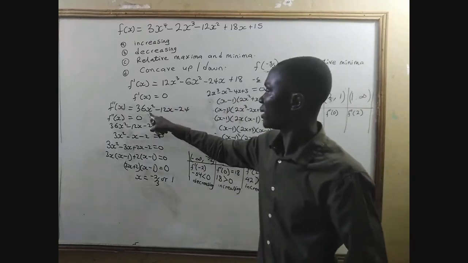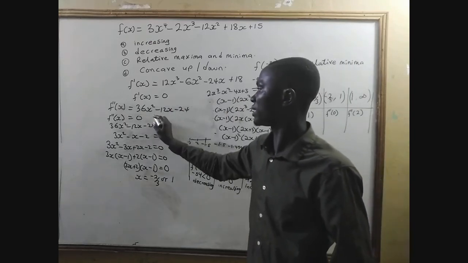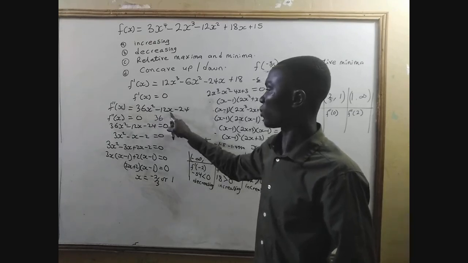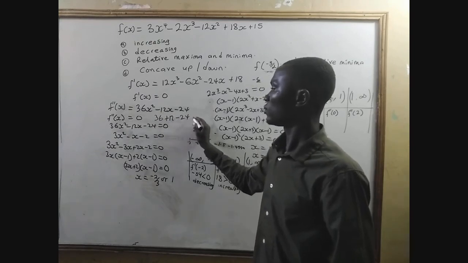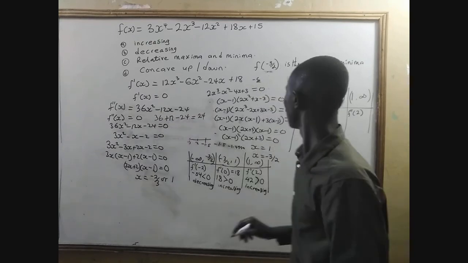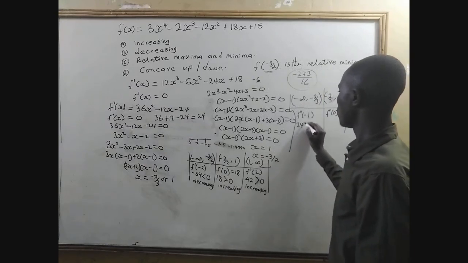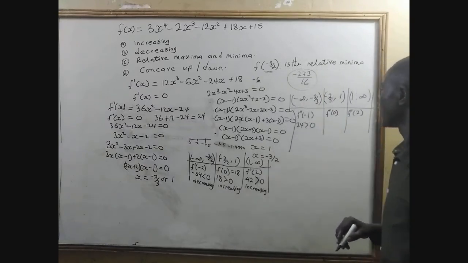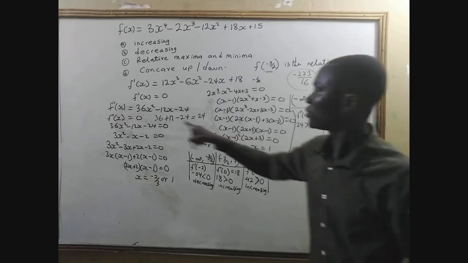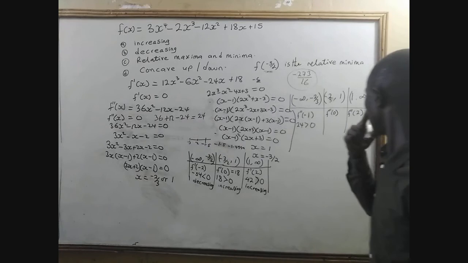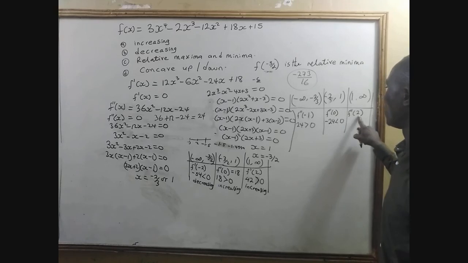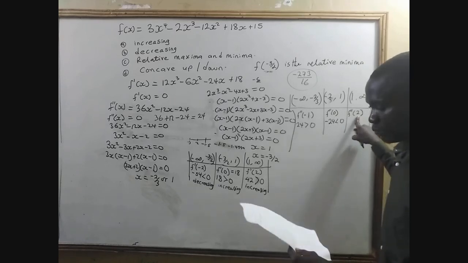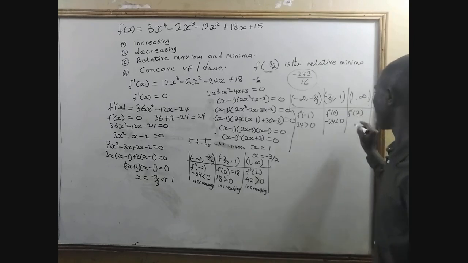So if we put in negative 1, negative 1 squared is positive, so this will give us 36. If you put in negative 1, negative times negative will give us positive 12, minus 24, which will eventually give us 24. So here you have 24, which is greater than 0. And here if you put in 0, this will be 0, 0, and you'll be left with minus 24. So minus 24 will be less than 0. And here if you put in positive 2, we are going to get 96, which is also greater than 0.